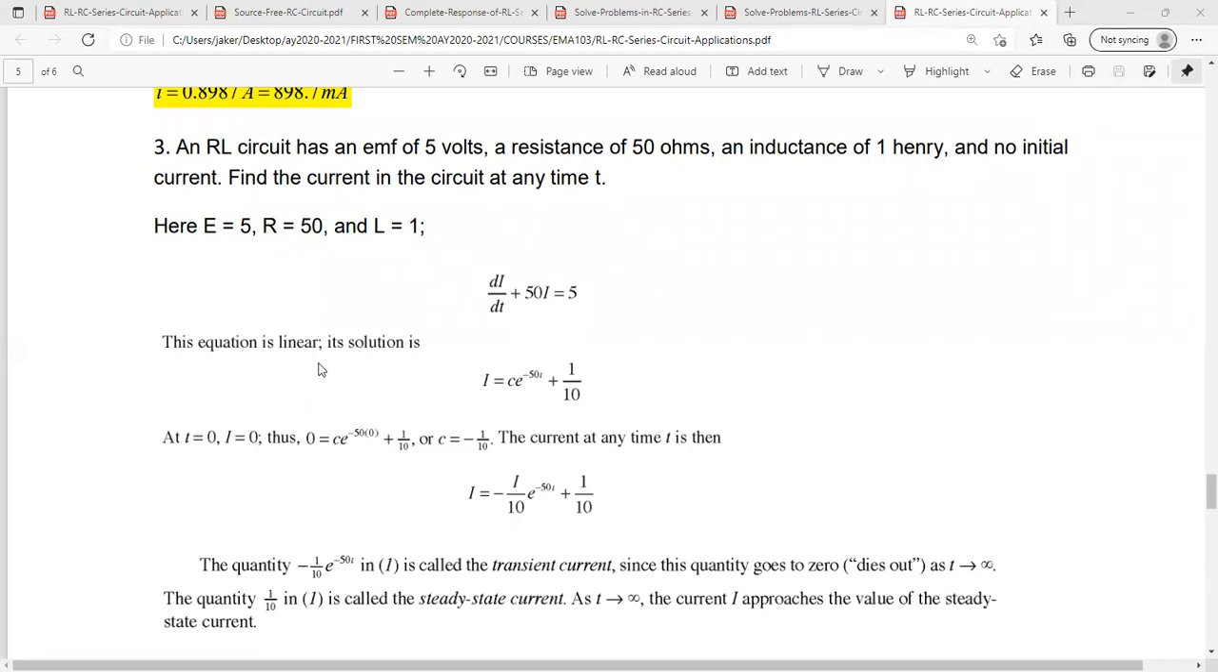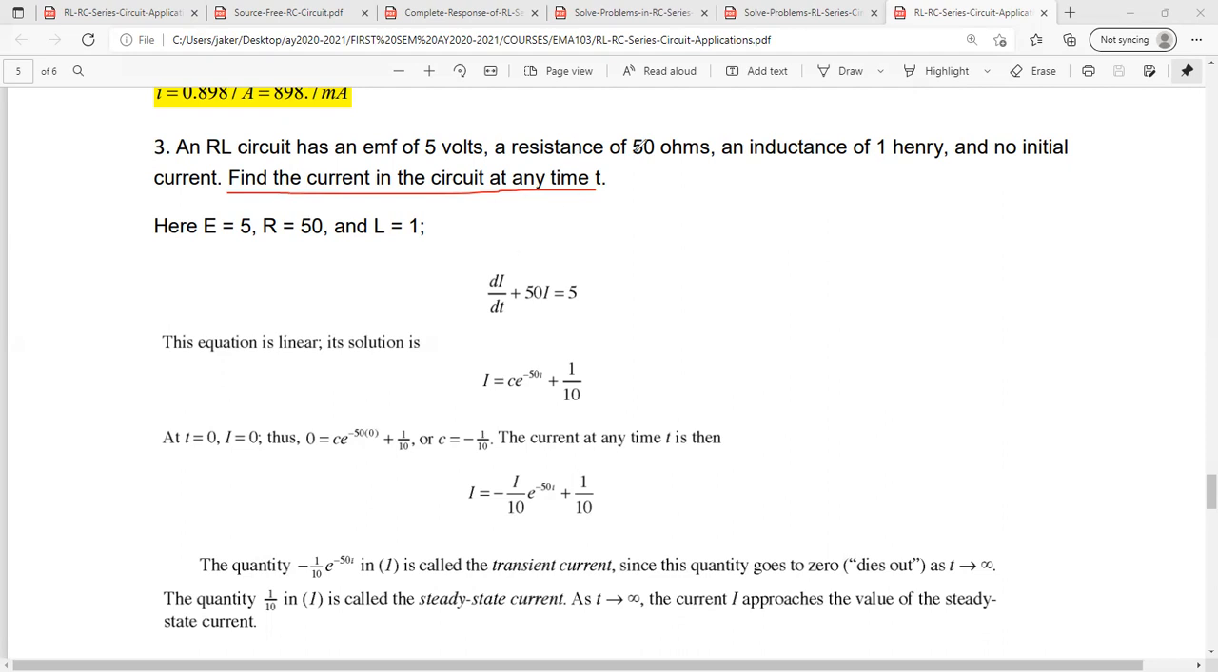So you're given an RL circuit which has an EMF of 5 volts, a resistance of 50 ohms, and an inductance of 1 Henry, and no initial current. You are to find the current in the circuit at any time t. Whenever you see the phrase find the current at any time t, as I mentioned last meeting, it's just asking for the formula. So no specific value for the current, because you are to find the current at any time t.